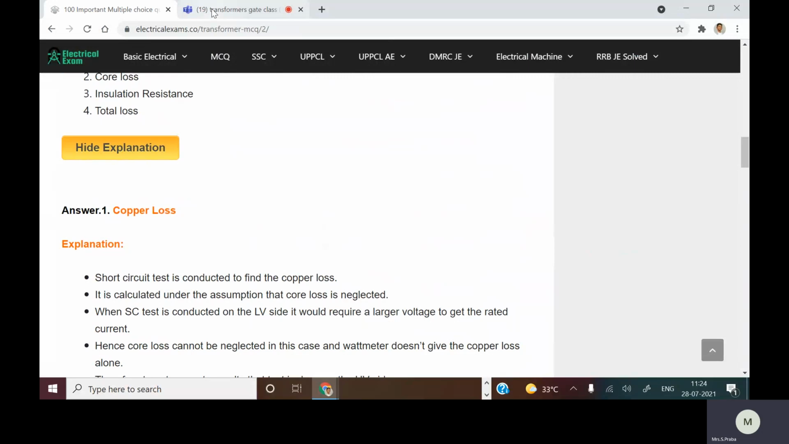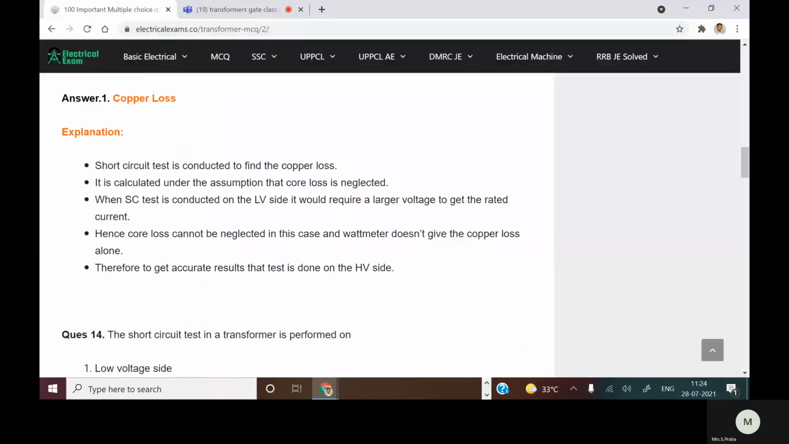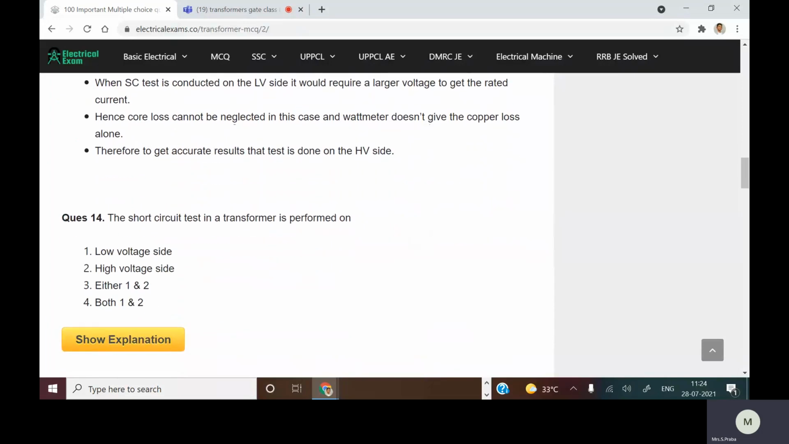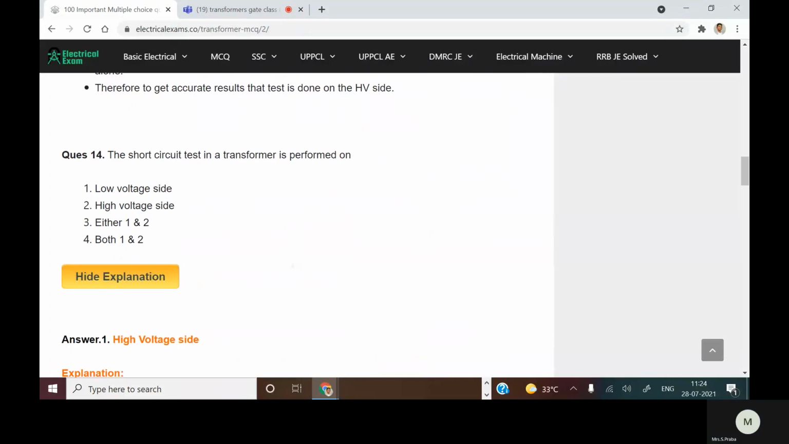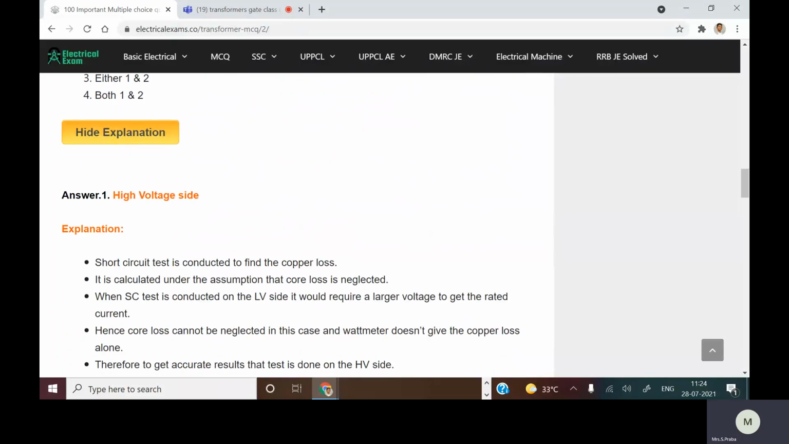We'll move on to the next question then. The short circuit test. Previously we saw the OC test, right? Now the short circuit test. The short circuit test in a transformer is performed on which side? Low voltage side, high voltage side, either 1 or 2, or both? The OC test we have done on the output side. Now, the SC test is carried out on the high voltage side. That is the high voltage side.